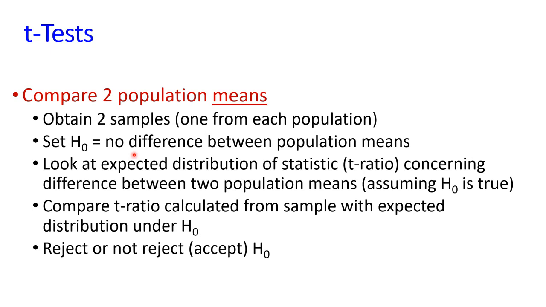Then we look at the expected distribution of the t ratio concerning the difference between the two population means. And we compare the t ratio calculated from our sample data with the expected distribution under the null hypothesis. So basically our observed t ratio versus the distribution of the t ratios. And we can decide to accept or reject our null hypothesis based on that result. Okay.